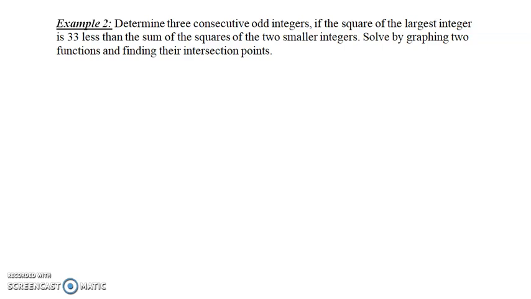Hello everybody, welcome back. Today we're continuing with 7.8, solving problems using quadratic models. We're looking at example 2. It says determine the 3 consecutive odd integers, if the square of the largest integer is 33 less than the sum of the squares of the 2 smaller integers. Solve by graphing 2 functions and finding their intersection points.